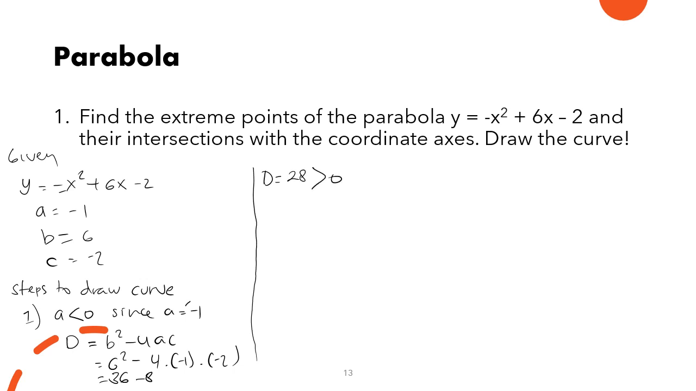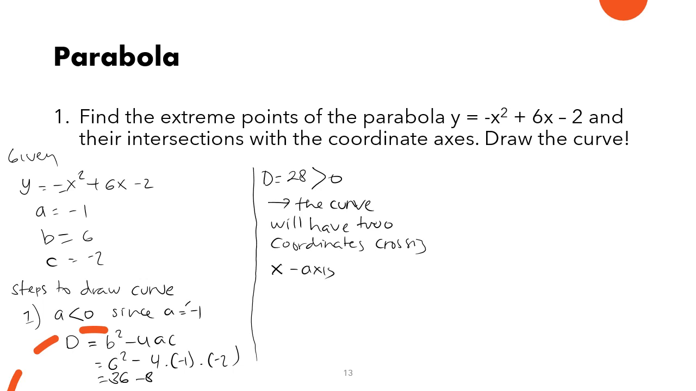It means that the curve will be crossing the x-axis, and it will be crossing at 2 points on the x-axis. The curve will have 2 points, 2 coordinates crossing the x-axis.